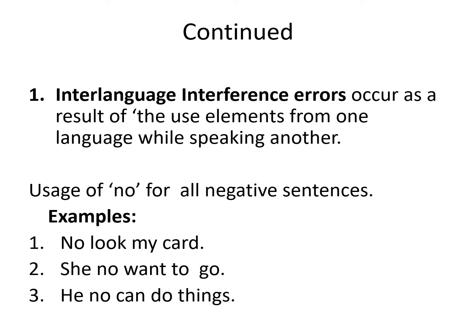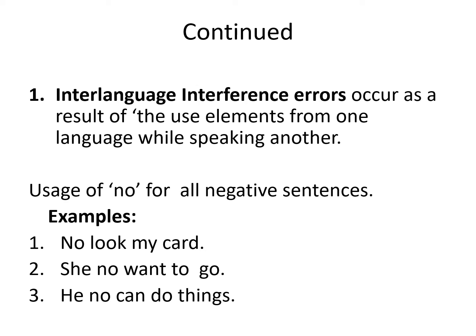So interlingual or interlanguage interference errors occur as a result of the use of elements from one language while speaking another. So we can say it is interference of one language towards another language. For example, usage of no for all negative sentences: No look my car. She no want to go. He no can do things.